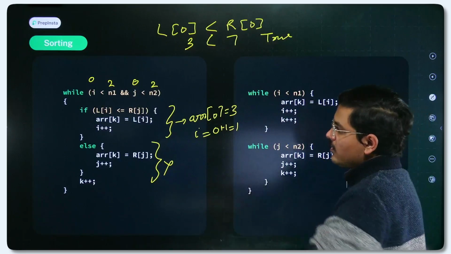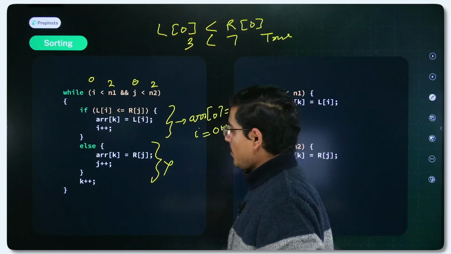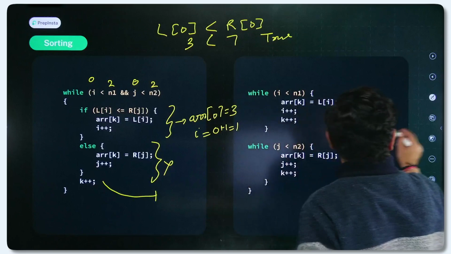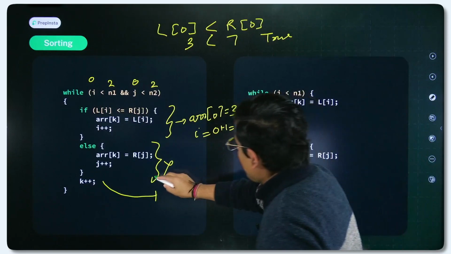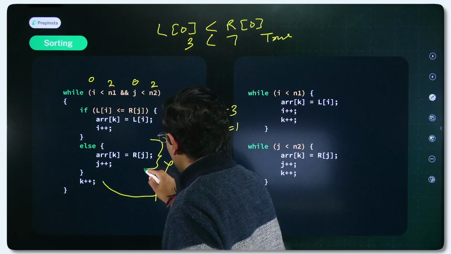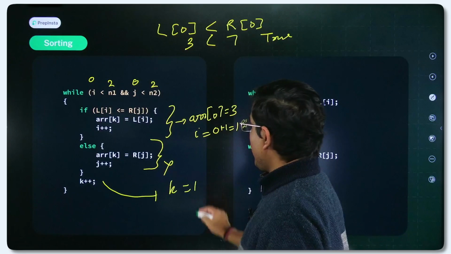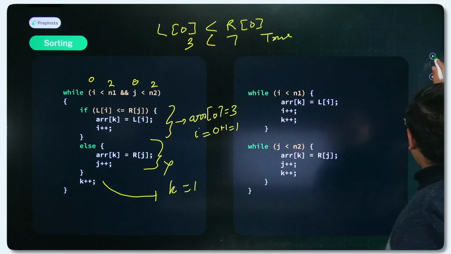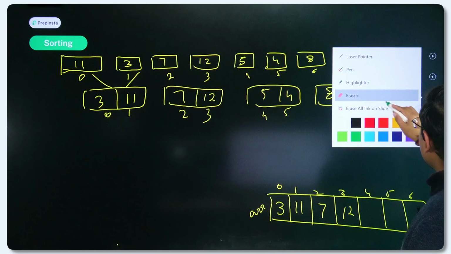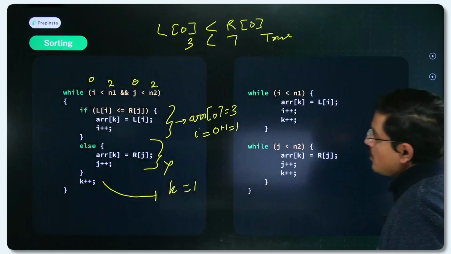This portion will not execute, but the functioning of the loop is not yet stopped. Why am I saying so? Because k is getting incremented. Only the else block is not getting executed, this much only. k is still getting incremented. So k becomes 1. Fine. So now k is pointing here and the loop is not yet finished. Why is the loop not yet finished?